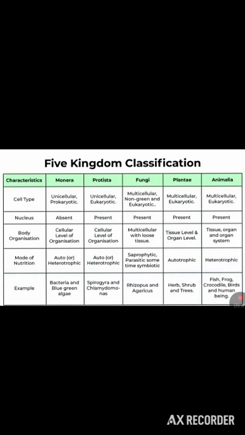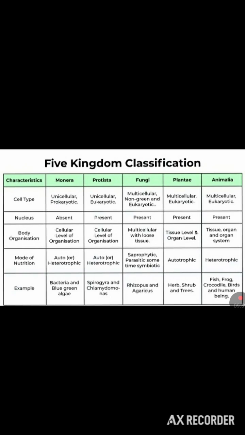Kingdom Plantae, they contain all autotrophs. They prepare their own food by the process of photosynthesis. And the whole kingdom of Animalia are heterotrophs. They depend on other organisms for food.